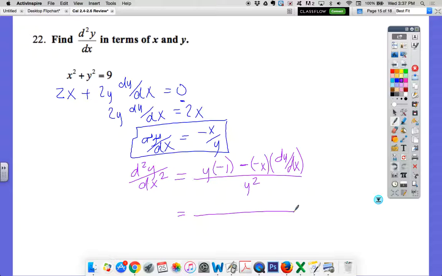Okay, so clean it up. You have negative y. This right here gives me plus x. I need to substitute for this. That is this thing right here. So I'm going to put him in there.